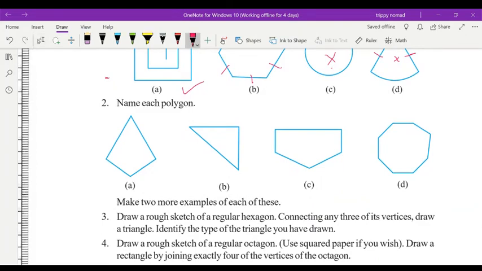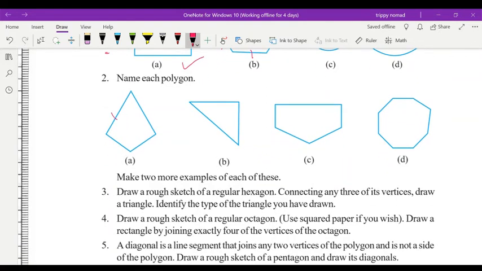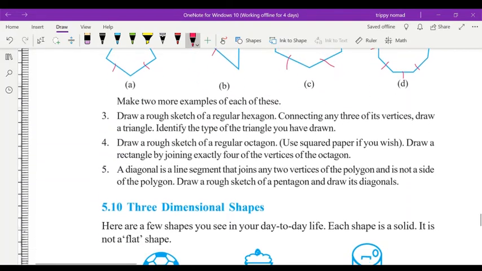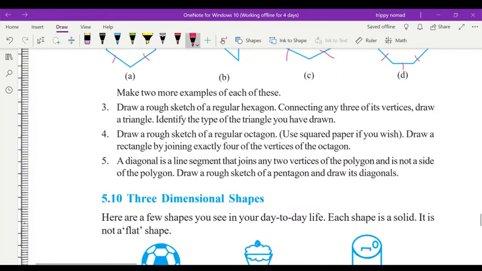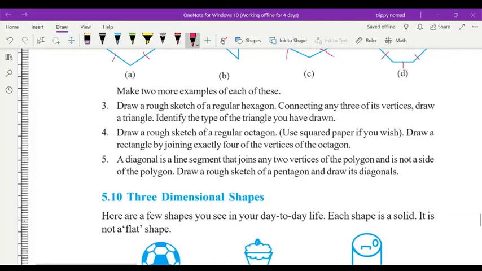Name the polygon. Already I have shown the names and you can do these by counting. 1 2 3 4, quadrilateral. 1 2 3, triangle. 1 2 3 4 5, pentagon. 1 2 3 4 5 6 7 8, octagon. So these are the different names given to polygons on that basis. Now make two more examples of each of these, and you can make a hexagon, also a pentagon, two more examples.